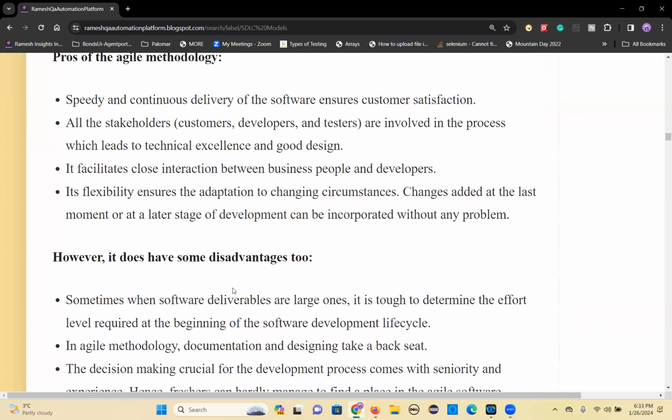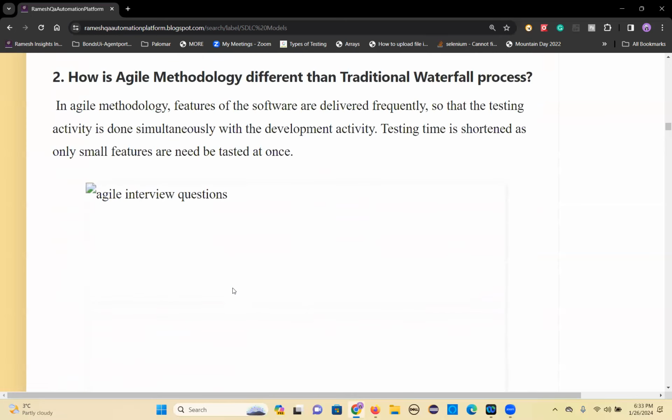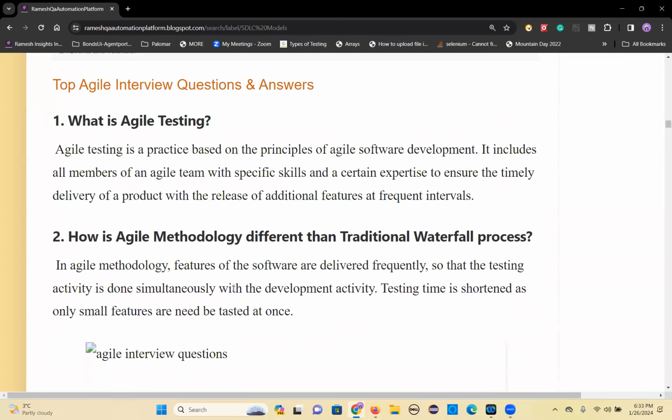And what else? That's enough. Yeah, most important.